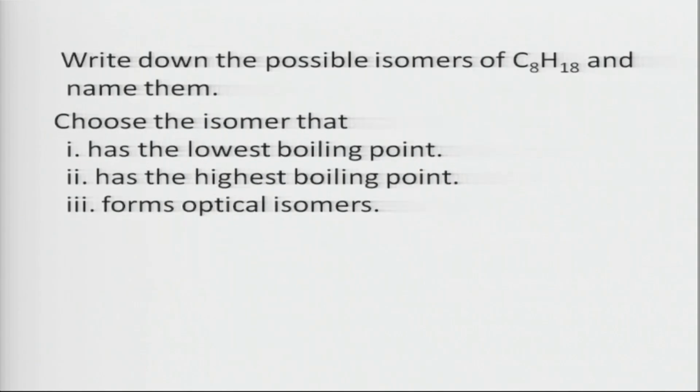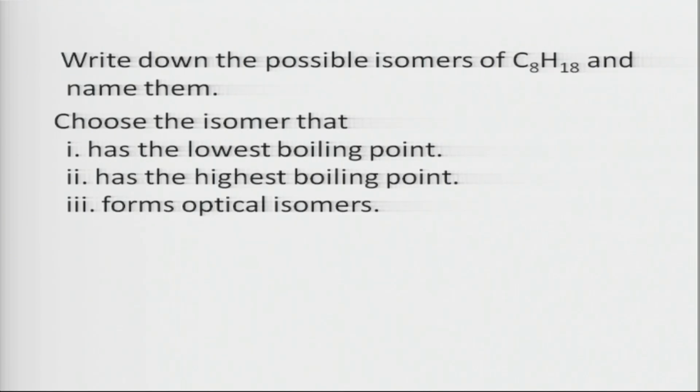Then we are going to make an illustration. So we have a question there. Write down the possible isomers of C8H18 and name them. Choose the isomer that has the lowest boiling point and the one that has the highest boiling point. So we are going to try to write down these isomers together. We are going to write as many as possible.